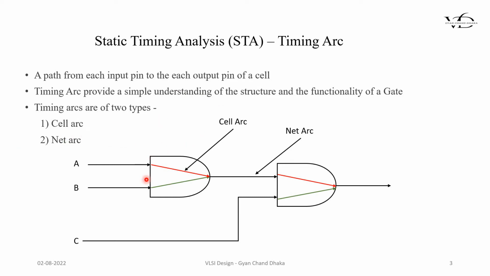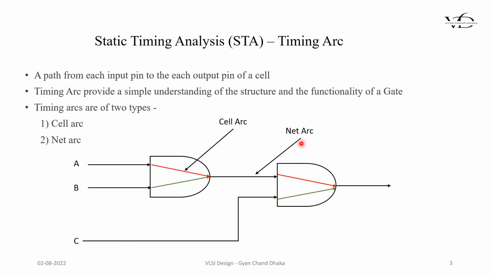If you see here, this is an AND gate, and the path from input A pin of this AND gate to the output pin is called a cell arc. Similarly, the path from input pin B of this AND gate to the output pin is also called a cell arc. And if you see the output pin of the first AND gate and the input pin of the second AND gate, a path exists between them. So this arc is called a net arc.